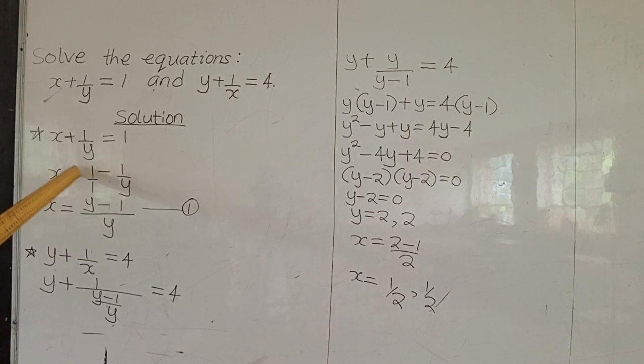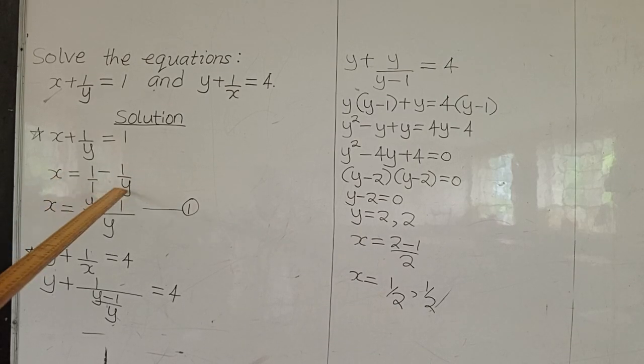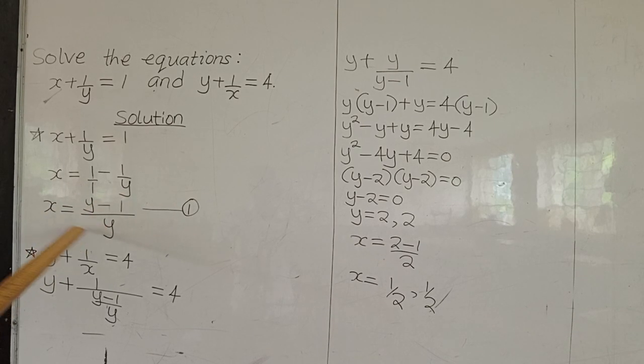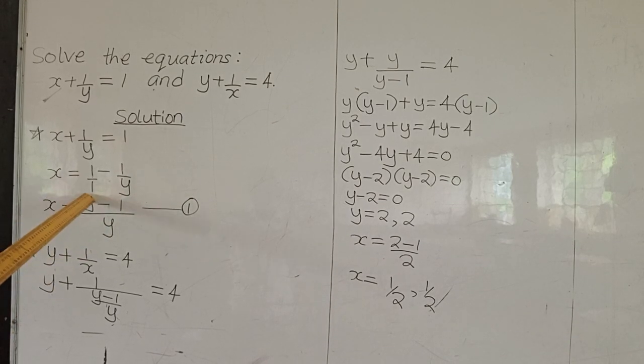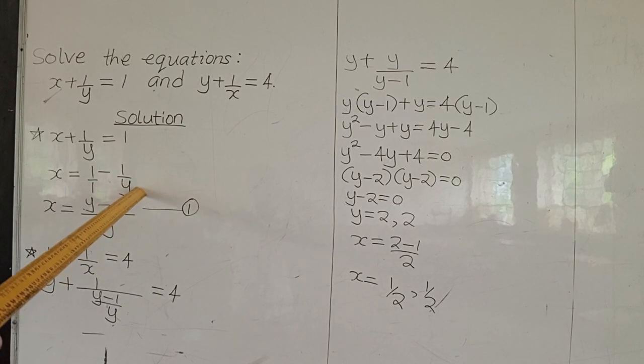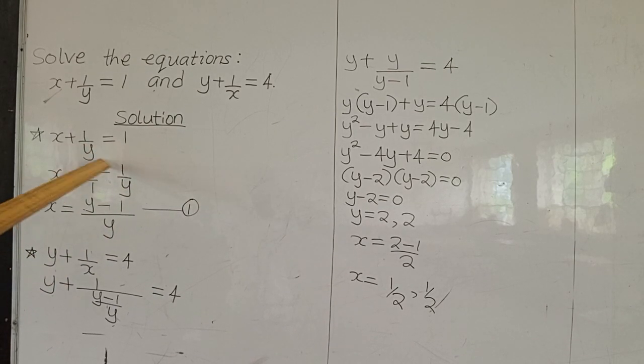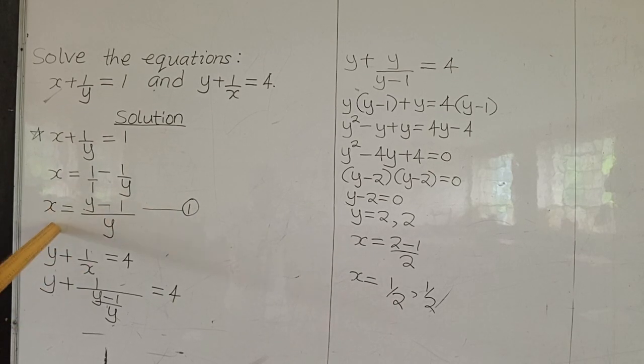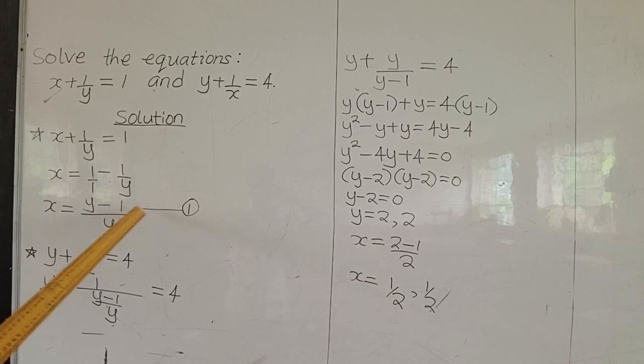And since we have only 1 here, we can write it as 1 over 1. Then, since we have 1 and y, the LCM shall be y. And when we take y divided by 1 is y, then times 1 is still y. Then minus y divided by y is 1, times 1, it is still 1. So we shall have x is equal to y minus 1 all over y. That is equation 1.